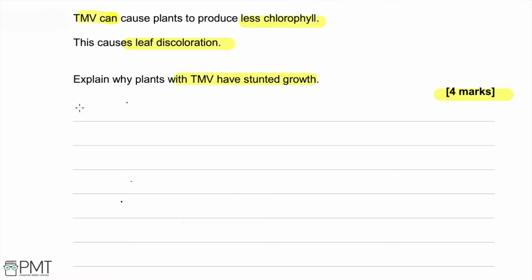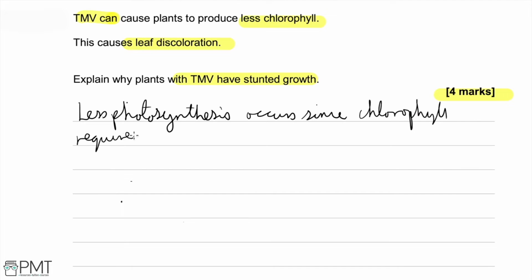Well, let's have a little think about what chlorophyll does. Chlorophyll is a green pigment found in plants. This is why, when there's less of it, it causes leaf discoloration. Now, chlorophyll is essential in the process of photosynthesis. So if there's less chlorophyll, there must therefore be less photosynthesis occurring. That's our first point. Now, photosynthesis is a process which produces glucose.